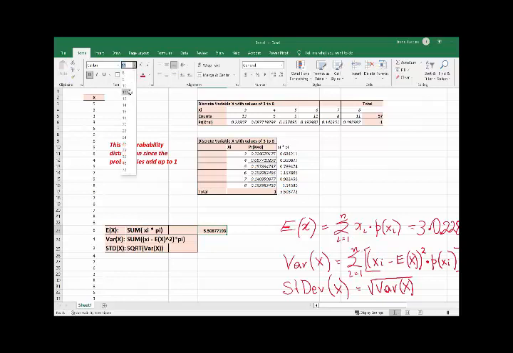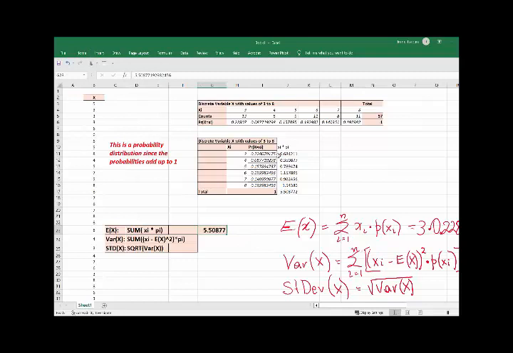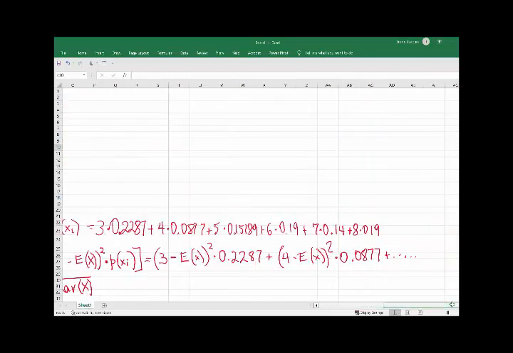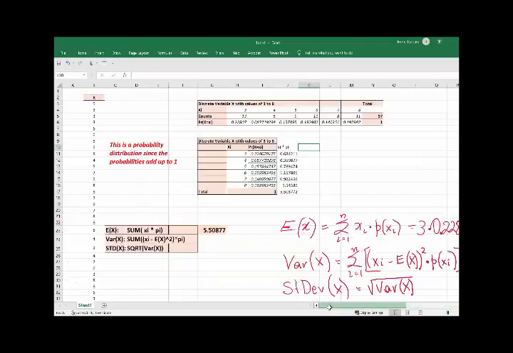I'm making this bigger so you can see it clearly. This is my expected value. Okay. So at the next step, what I want is to continue with my variance. Now I have my expected value. So if I go back to my calculations right here, instead of E of X, I would have 5.5087, whatever the expected value was. Same thing here, 5.5, and I would continue and calculate it. So let's see how we do that with Excel.